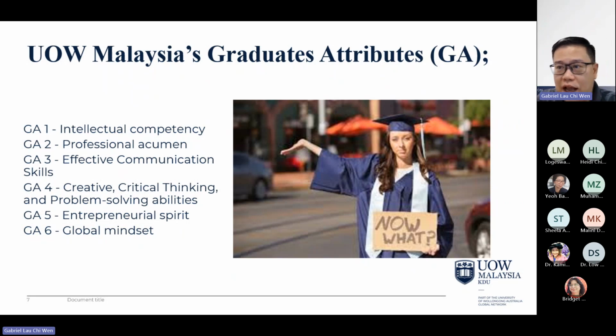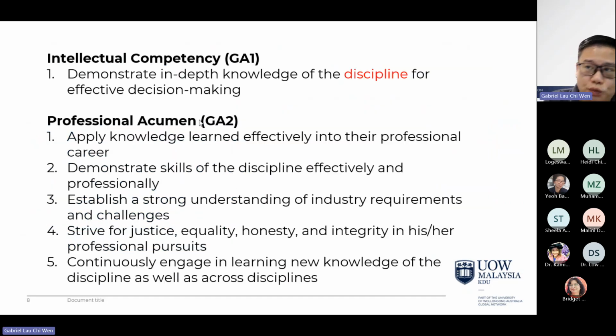Okay, I think it would be easier if I go through it this way. All right. So when we talk about intellectual competency, I'm going to use it as GA1. So later, as more examples go, that's the short form over there. Demonstrate in-depth knowledge of the discipline. That's why I highlight the discipline part, for effective decision making.